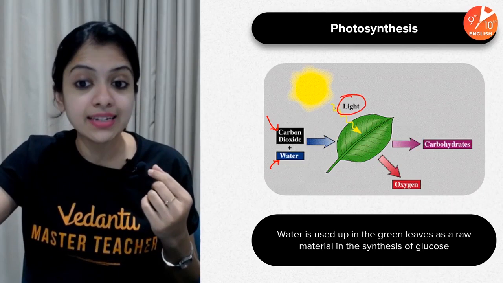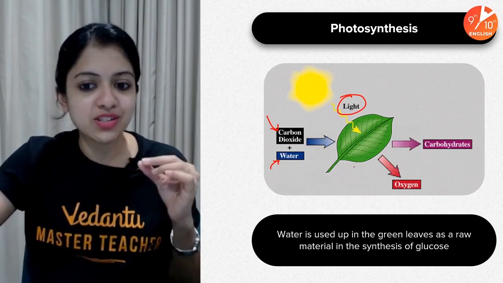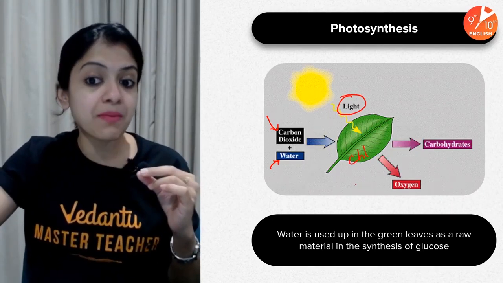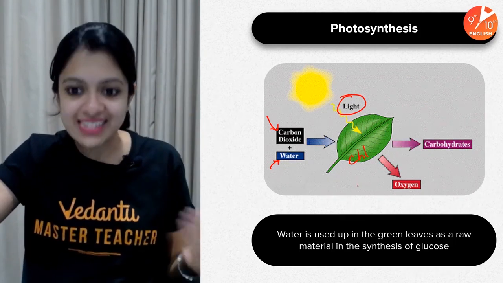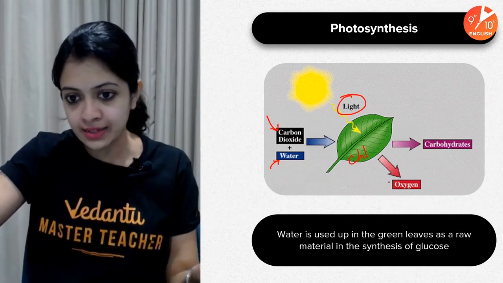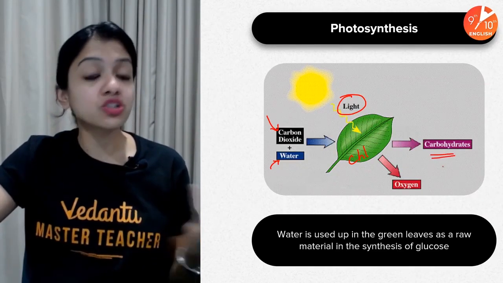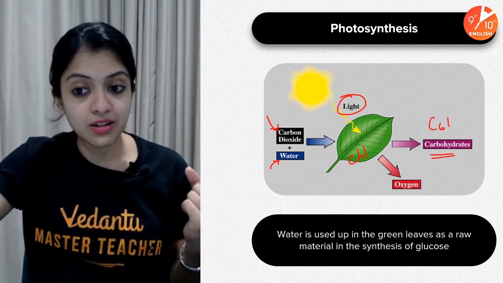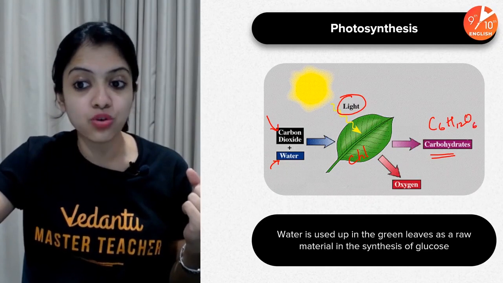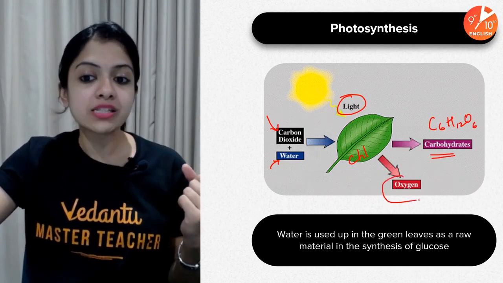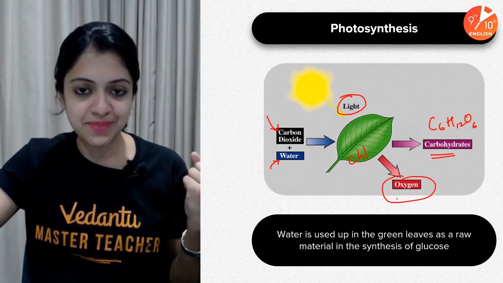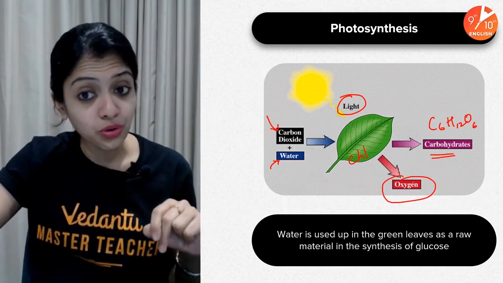And in the presence of sunlight, and in the presence of chlorophyll, which is the magical pigment in plants which gives leaves their green color, the plants are able to synthesize carbohydrates, especially in the form of glucose, which is C6H12O6, and oxygen is released as a byproduct. So there are two major functions of photosynthesis.